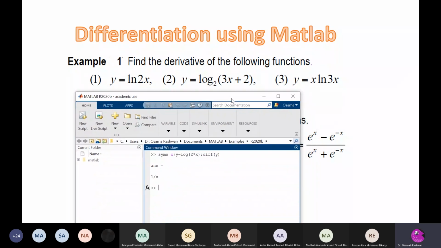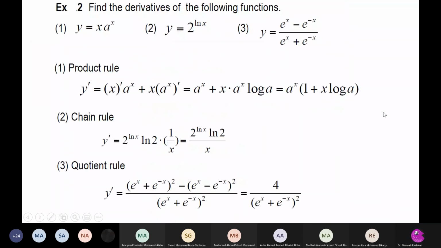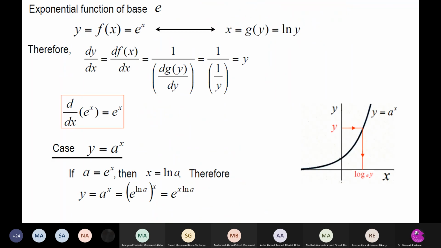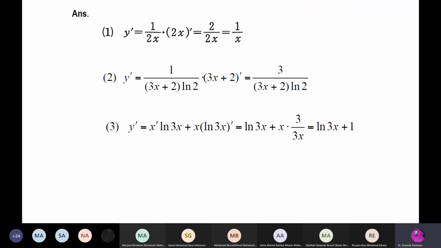We solved this one, if you remember. Yeah, 1 over x.